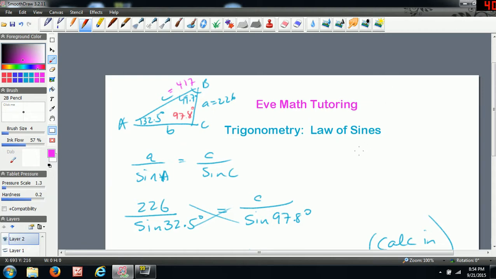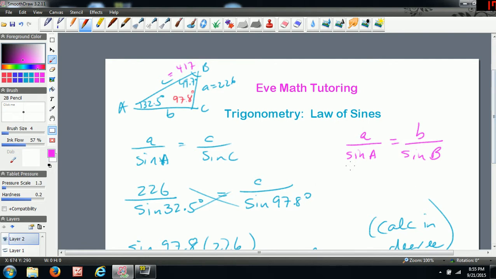now what we're going to do is, I always want to use the one that I'm given, so I'm going to stick with A as my main one, and I'm going to use B to find B. So A is 226, sine of A, the angle, is 32.5, so I put that in. Side B is what I'm looking for, and I'm using the sine law again, this time with side B and angle B, so sine of 49.7 degrees.